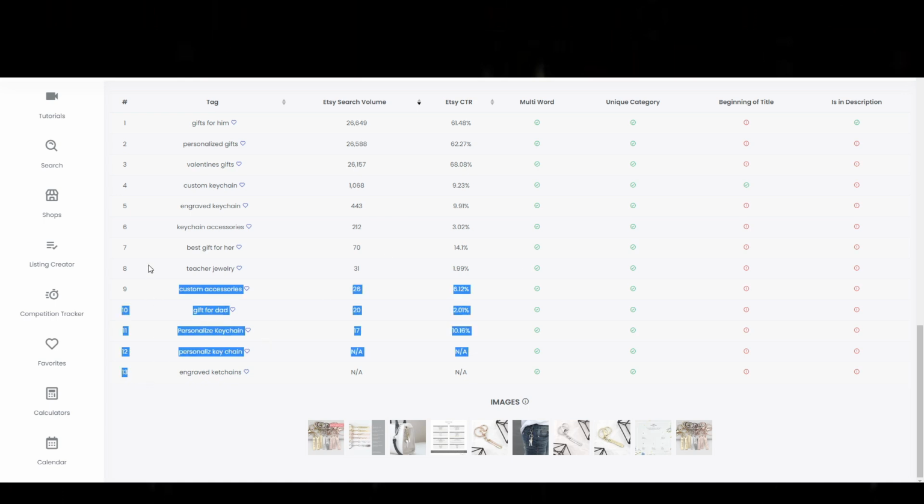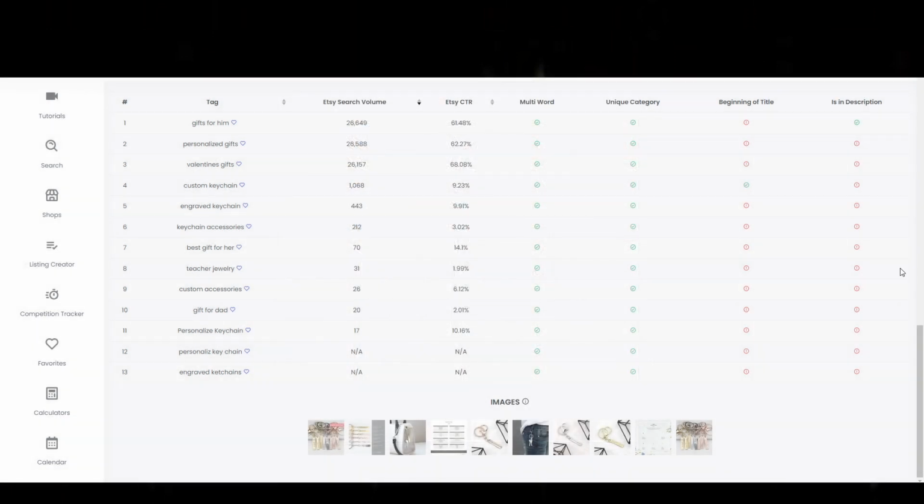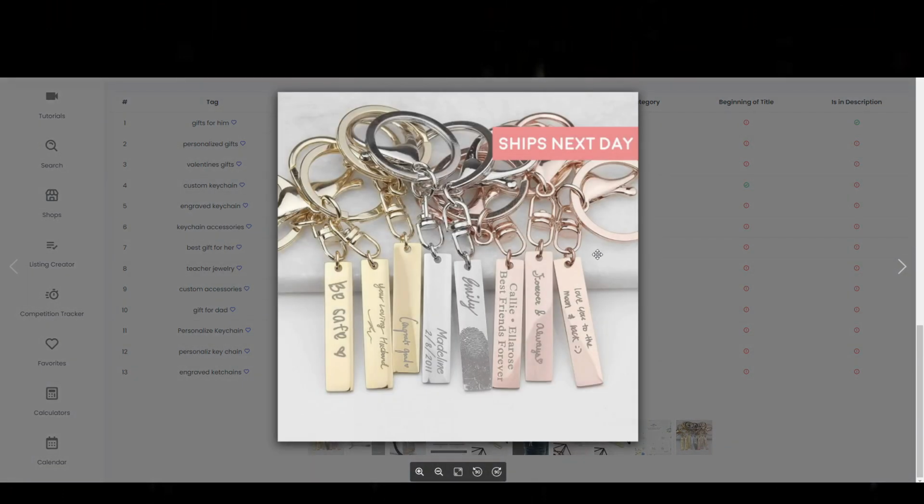And notice here how this person used 13 tags, and all the tags here are shown with the click-through rates, whether they are multi-word, whether they're in the unique categories, and whether those specific tags are found in the beginning of the titles or in the description. Okay, and also we can view the images here in a slideshow format, which really is a great benefit of Sales Samurai for doing this for us.